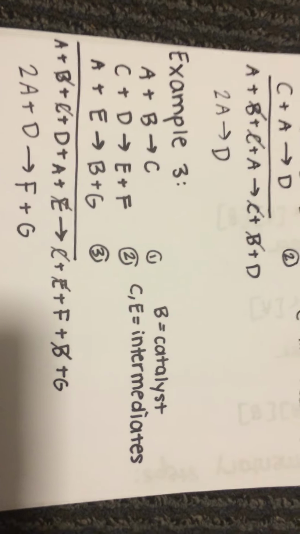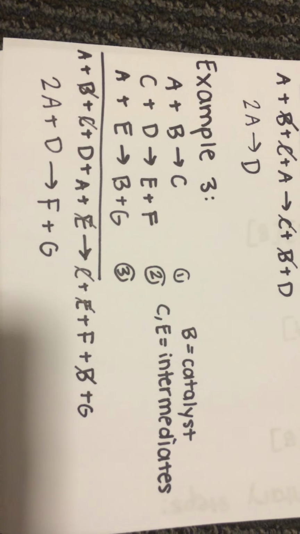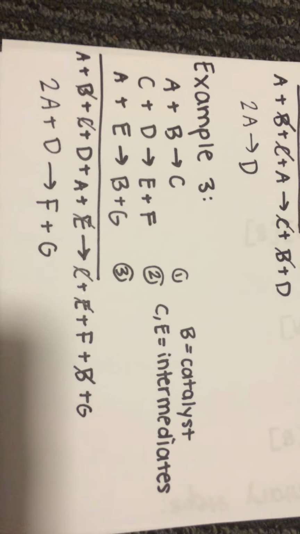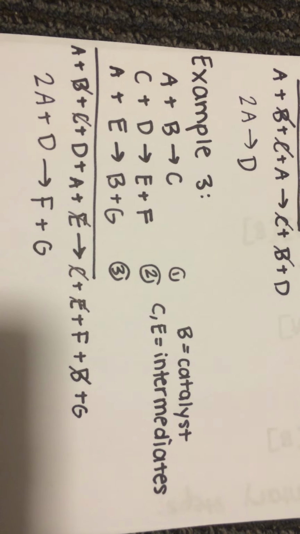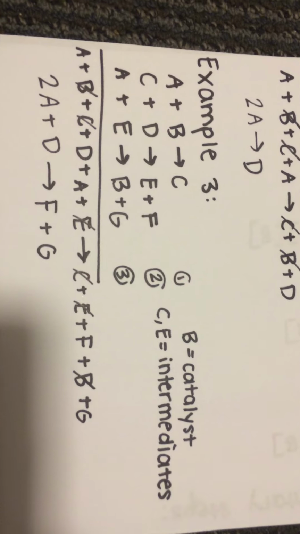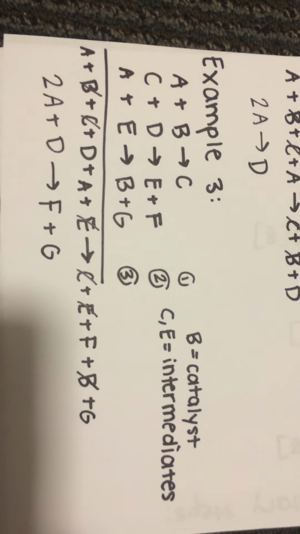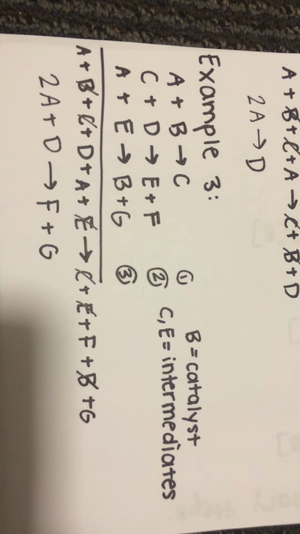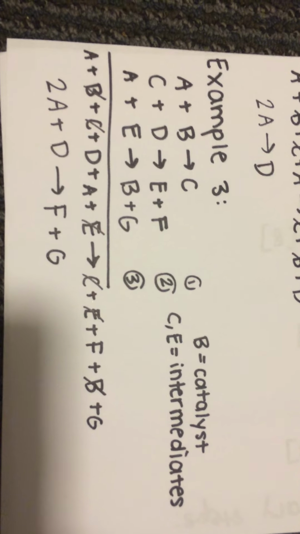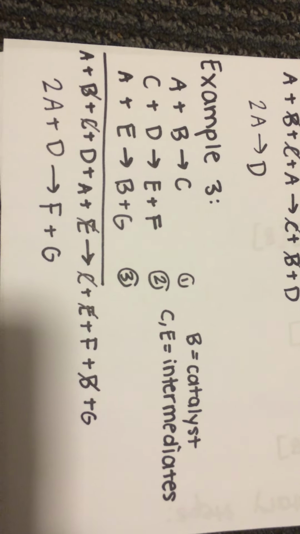Okay. Now moving on to our third example. This one has 3 separate elementary steps and reactions. The first step is A plus B gives C. The second step is C plus D gives E plus F. And the third step is A plus E gives B plus G. So after we cross everything out, our final reaction is 2A plus D gives F plus G. And so that's our whole reaction mechanism.